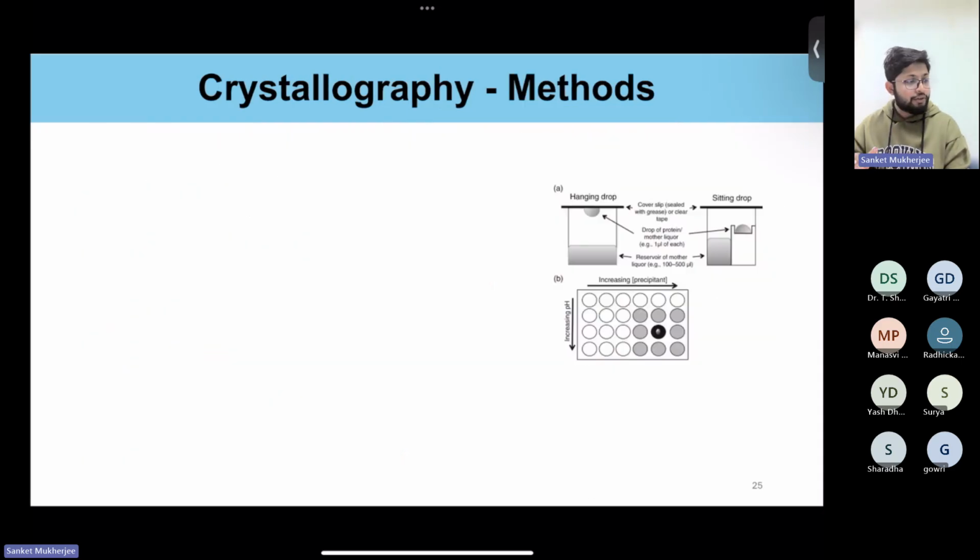Talking about the methods here, how the crystal is formed, there are two ways. One is the hanging drop method, another one is the sitting drop method, where we have cover slips in both cases. And then there is a drop of protein, and below you will have the reservoir of mother liquor. It's basically similar in either case. But this hanging drop will essentially form a crystal eventually. And this is done in a 24 well plate usually.